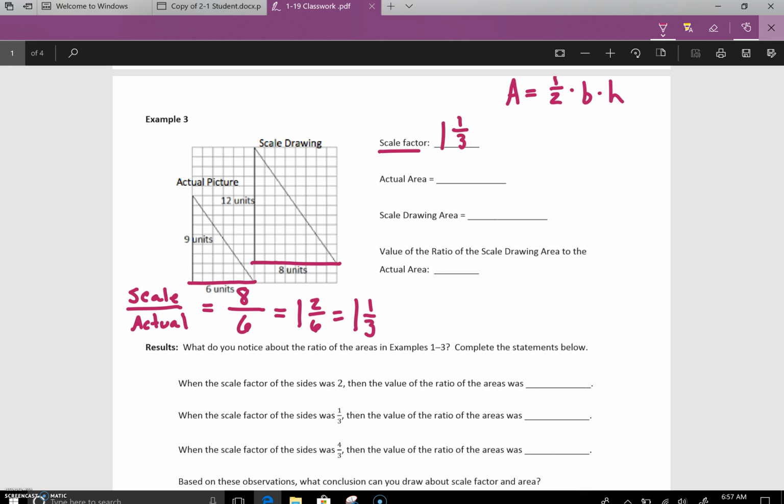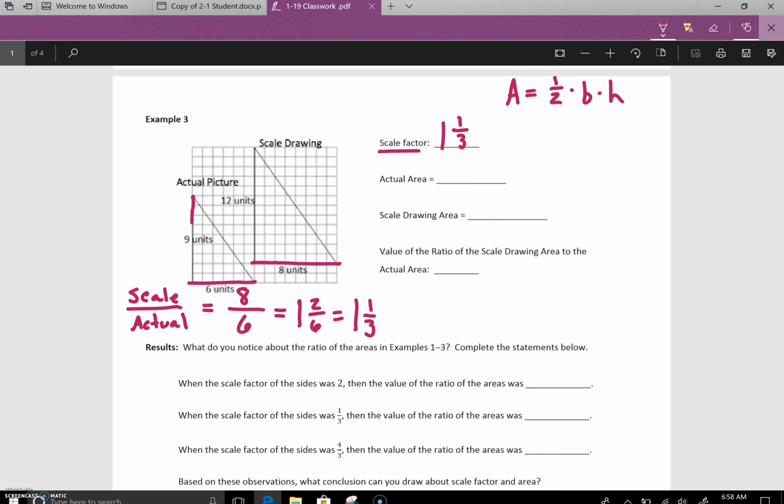Again, meaning that our scale drawing is 1 and 1/3 times as big as the actual picture. And if you look again, if we focus on that vocabulary, this scale drawing is an enlargement. It's a little bit bigger than the actual. All right, let's find the actual area.